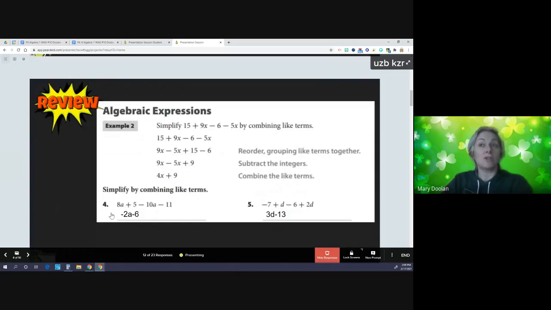And then this is correct for 4. This is good. These are both correct now. 8a minus 10a. 8 minus 10 is negative 2a. 5 minus 11, negative 6. Okay, so we only combine terms that have the same variable part. We can combine constants. And this is how you do it.